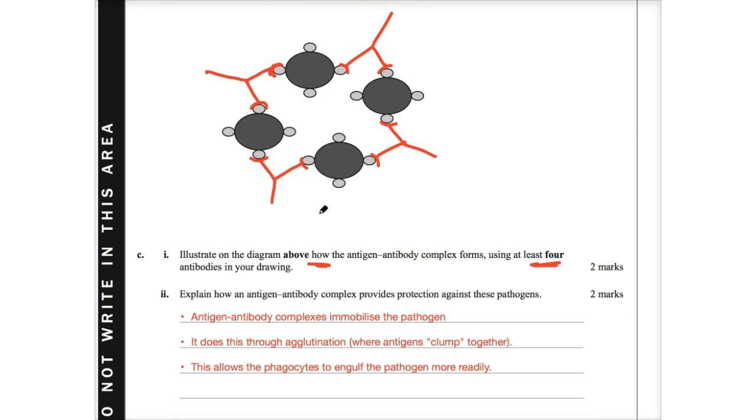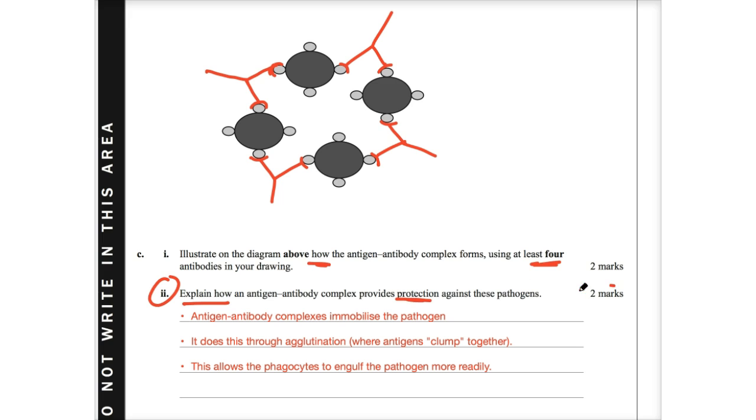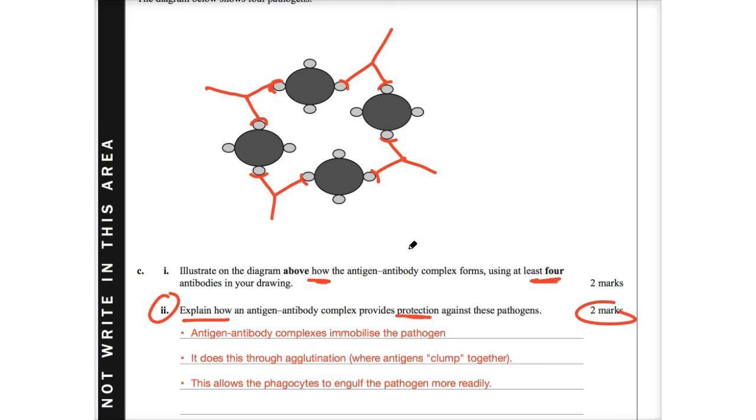Then I want to move forward into II. It says explain how an antigen-antibody complex provides protection against these pathogens. So it's about protection, and it's worth 2 marks. I've given 3 particular dot points, but again, it's all about the logic. What do these antigen-antibody complexes actually do? First and foremost, they immobilize the pathogen. They immobilize these particular 4. And they do that through agglutination, which basically means the clumping together of these antigens.